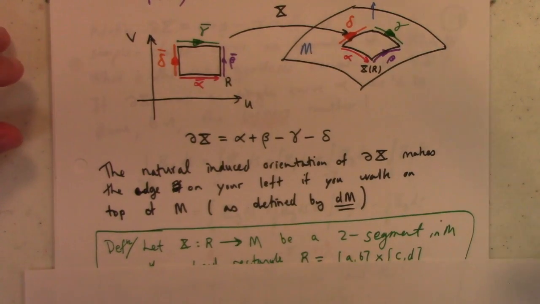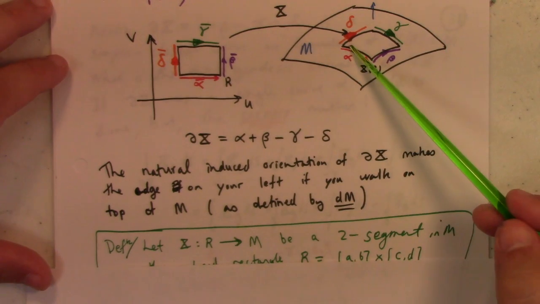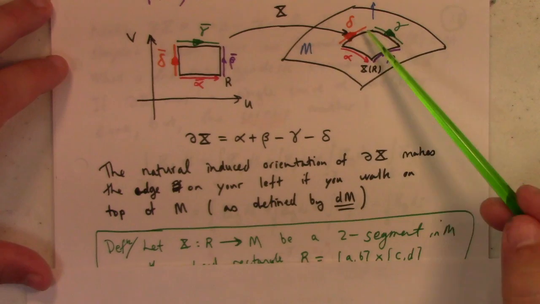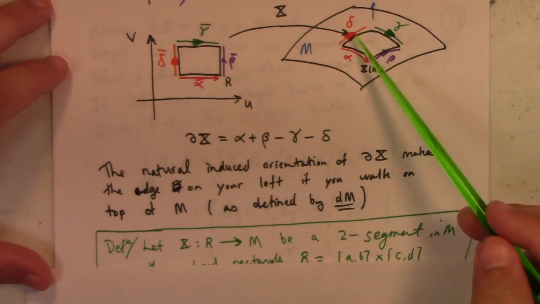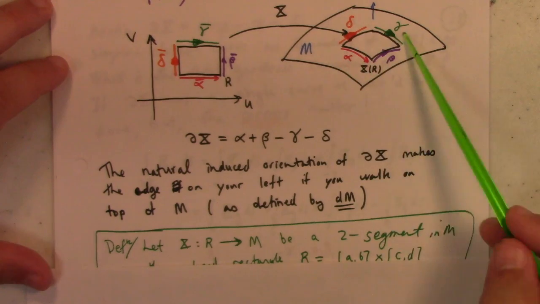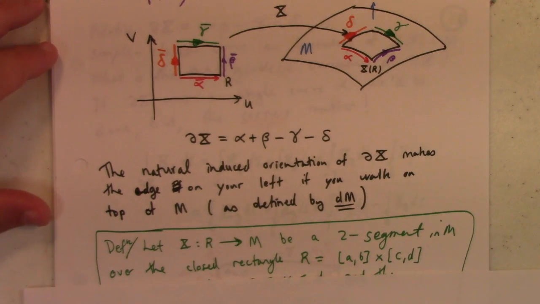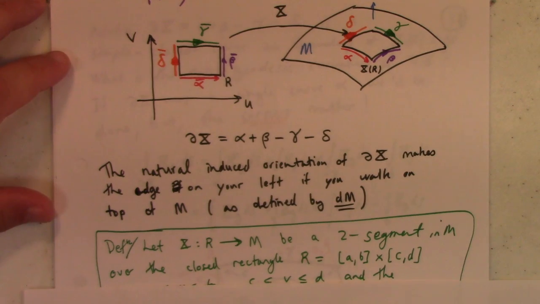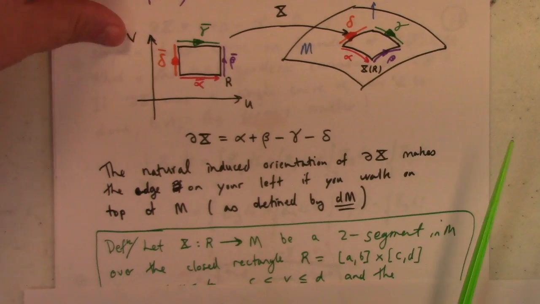That said, we are also assuming, since we're working with X, that we can orient it. We can use the patch at least to orient this little 2-segment, or I should say we can use dM to orient it. Anyway, let me move along.